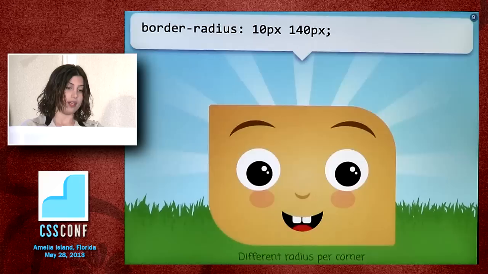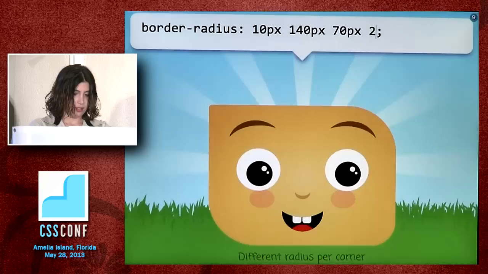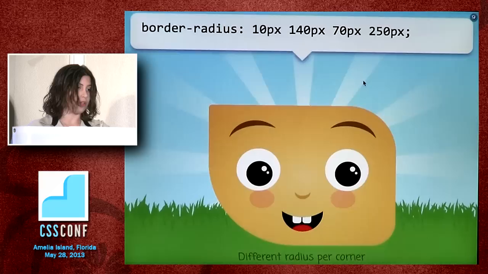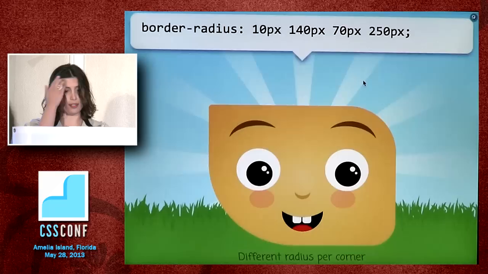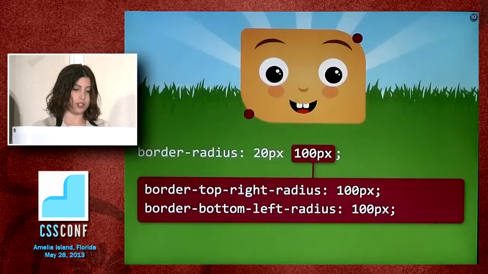You can have a third length that controls the bottom right corner, and if you have 4 of them, each controls its own corner separately. And they go in clockwise order like everything in CSS. Everything that accepts multiple lengths in CSS goes in clockwise order, not just border radius. So to summarize, each of these corresponds to a different longhand property.